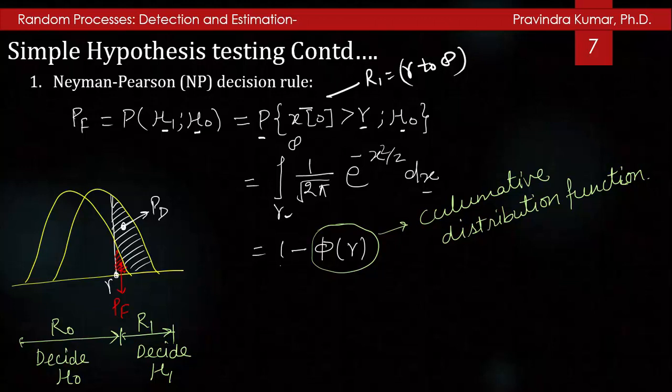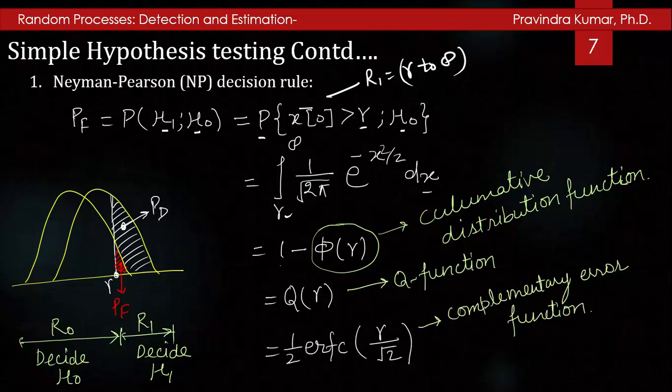How can we calculate this? In the Q function form it is Q gamma, and in the complementary error function form it will be equal to 1/2 ERFC gamma by under root 2.